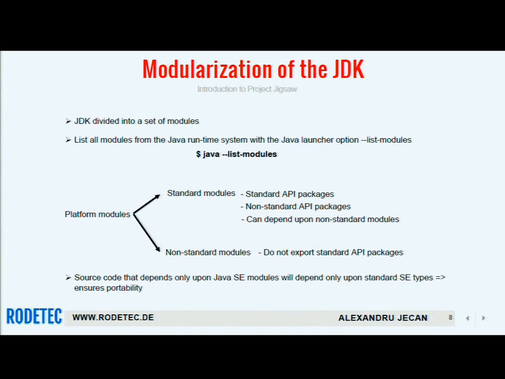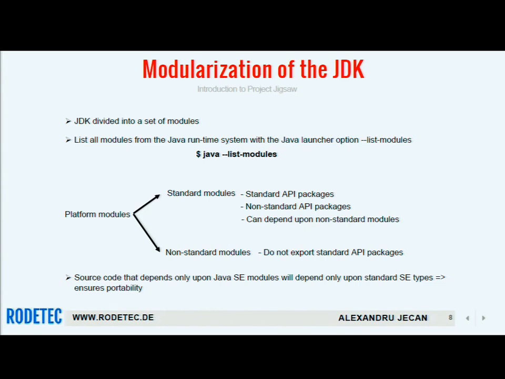Now let's see how the JDK, as I've told you, has been modularized. So now you have modules. It was divided into a set of modules, and if you want to find all the modules that you have, you can run java --list-modules. There are now 92 modules. The platform modules are the modules that are derived after the splitting of the JDK. Then you can also create your own modules if you want.